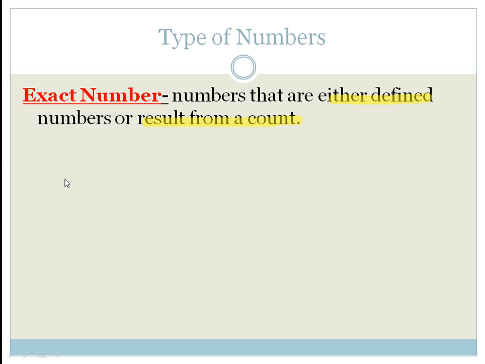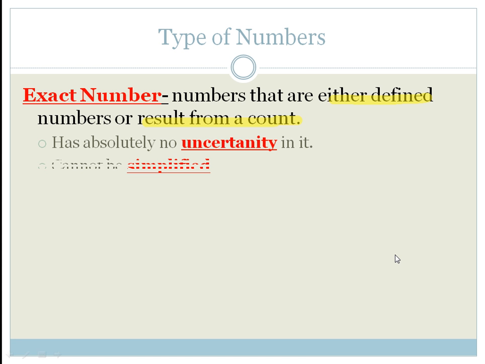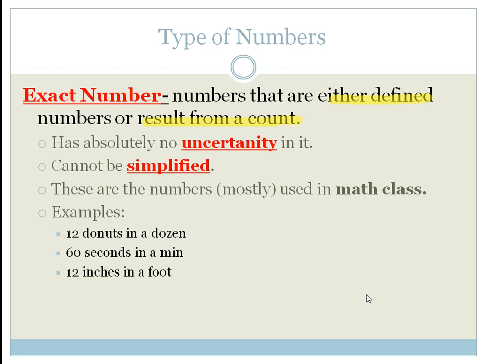There's no uncertainty. Alright, they can't be simplified, and these are the numbers we use mostly in math class. And here are some more examples.